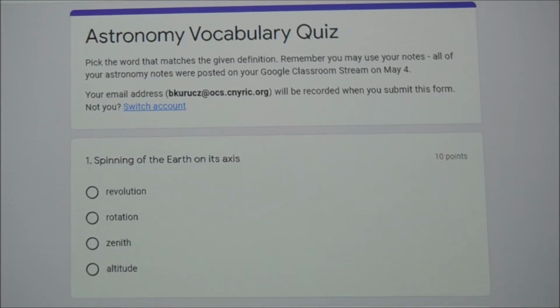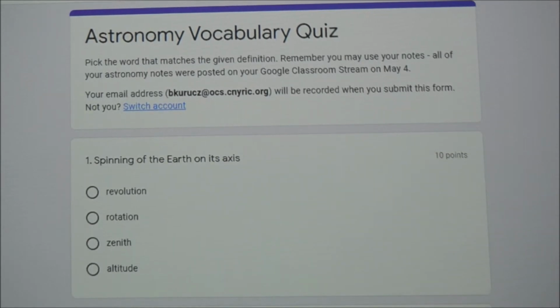Alright, this is your astronomy vocab quiz. You have 10 definitions. I'm giving you the definition. You have to choose what word goes with that definition. So as the directions say, pick the word that matches the given definition. Remember, you may use your notes. All of your astronomy notes were posted on your Google Classroom stream on May 4th.